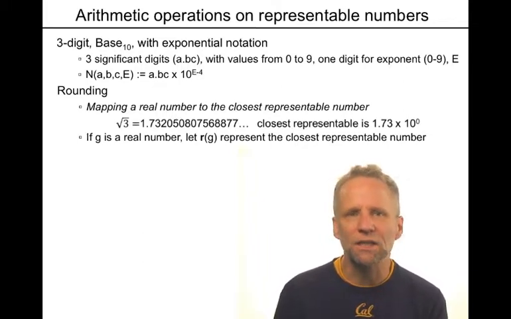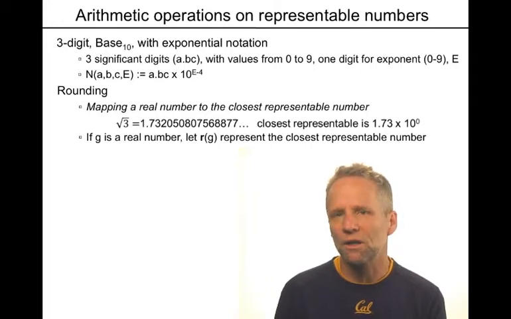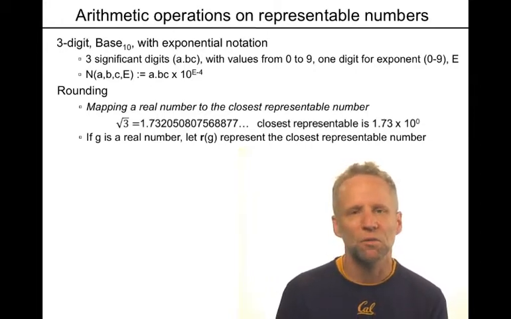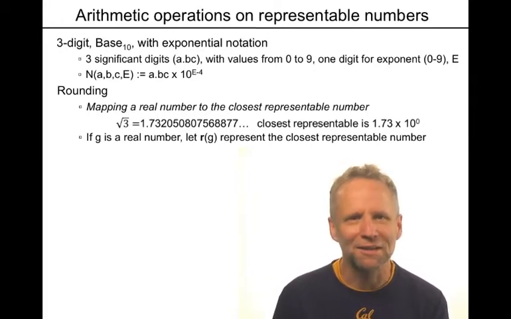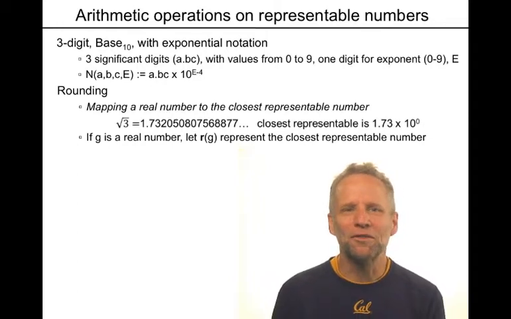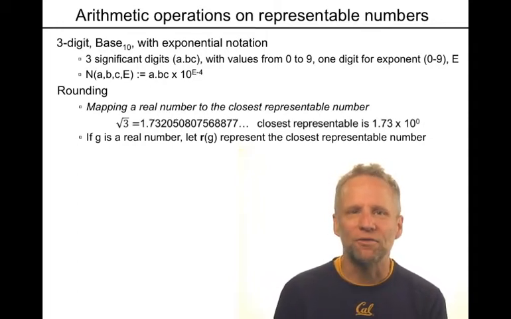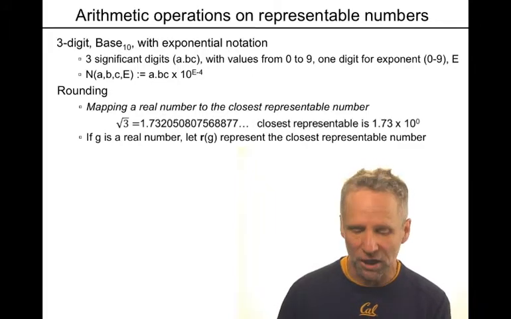But just to make the lecture today clearer, we'll introduce some notation, and you probably won't see it again, except on the test. So if G is a real number, let R of G, where R denotes rounding, represent the closest representable number to G.